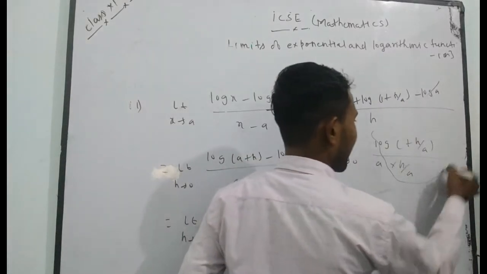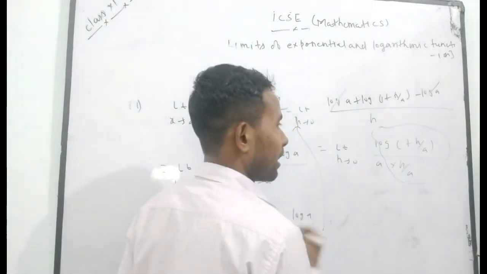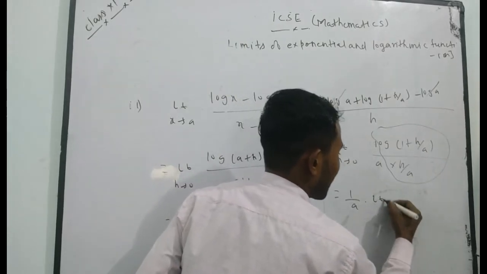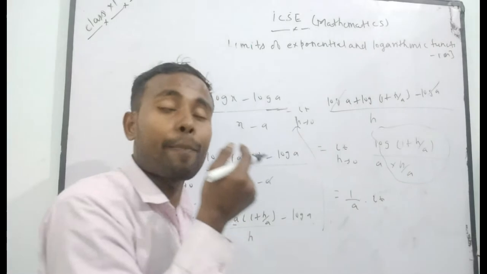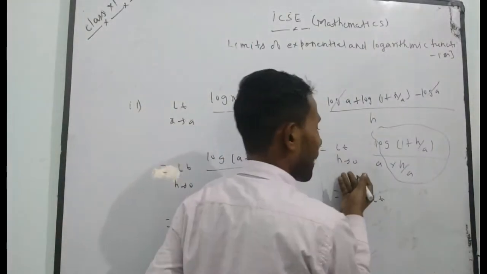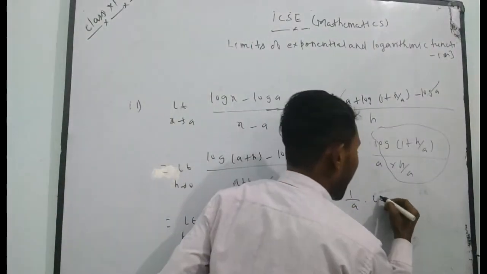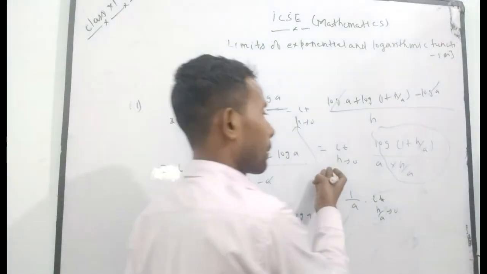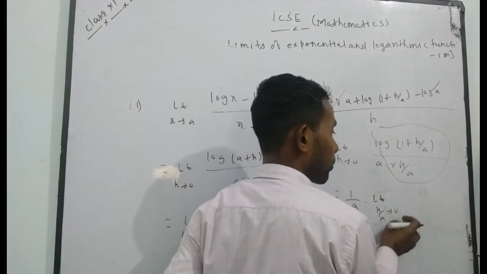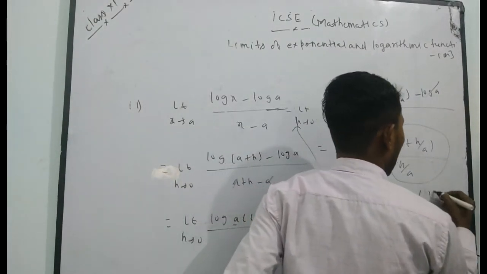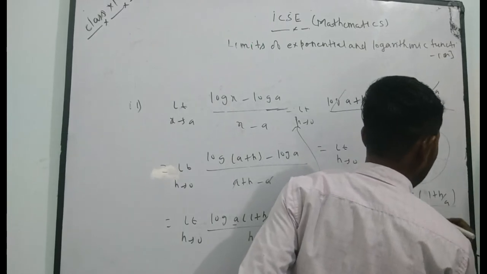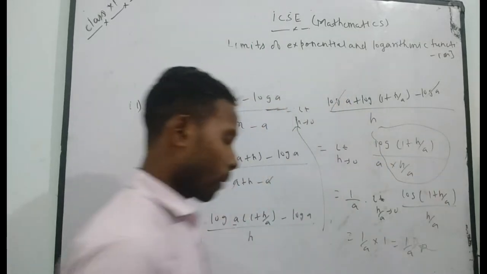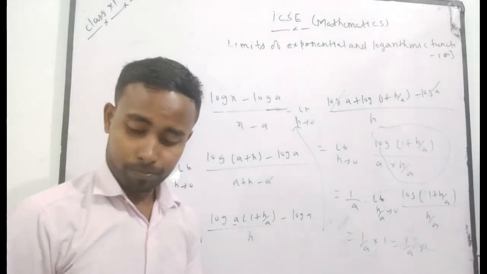Now if you see here, it becomes 1, for which I take 1 by a common. Finally, if h approaches 0, then if you multiply h by any factor, it definitely also approaches 0. If you multiply h by 1 by a, then h by a also approaches 0, which will be log 1 plus h by a by h by a. Finally it becomes 1 by a into 1, which is your required answer of this question.